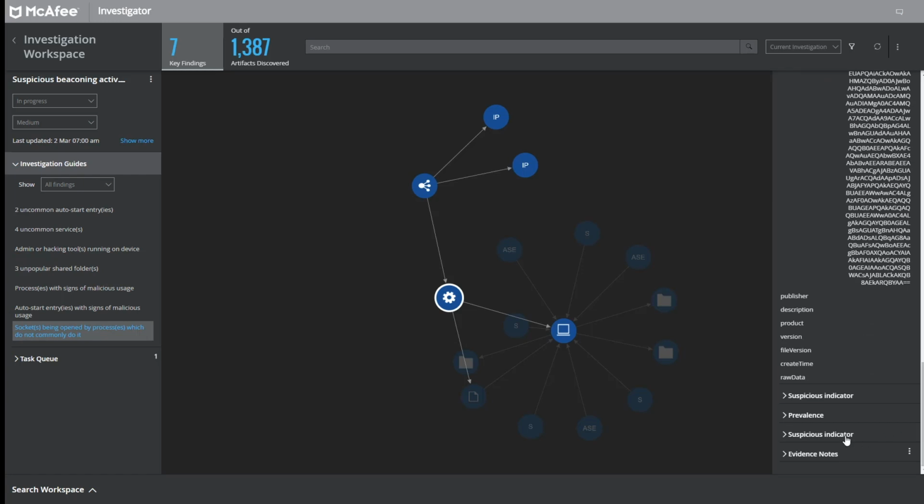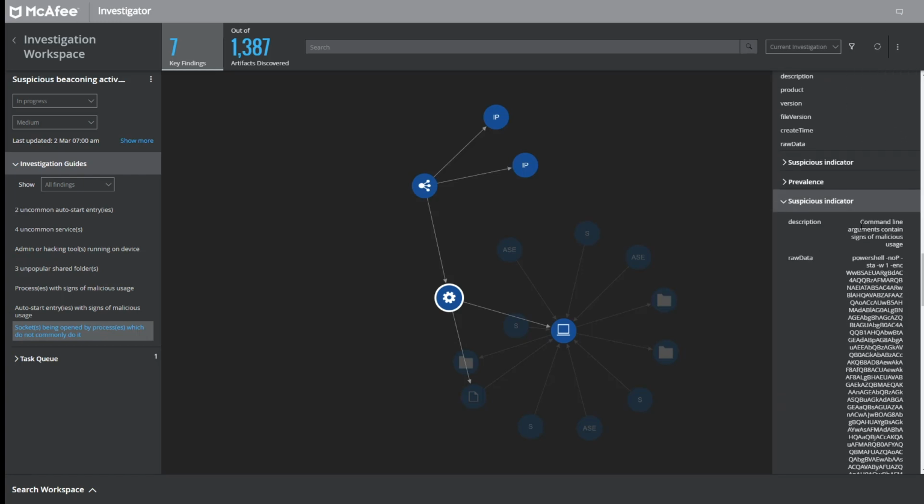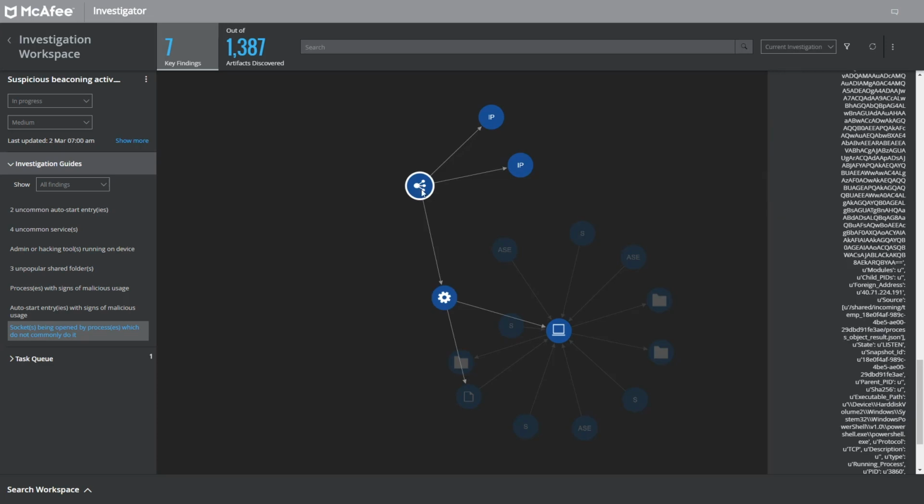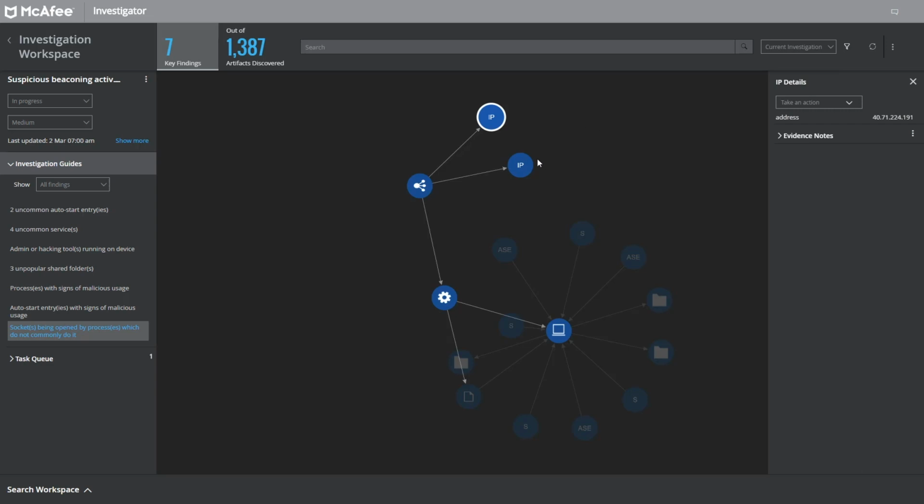When we look at the suspicious indicators, we can find that there are command line arguments that contain signs of malicious usage. We can browse the command line arguments, and we can also see that the process has made a connection to an outbound network, and we have several IP addresses to which this process is connecting.